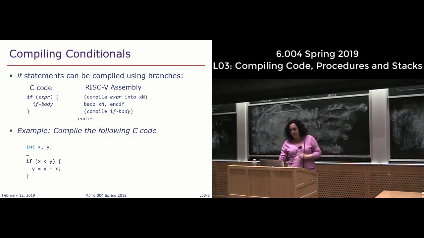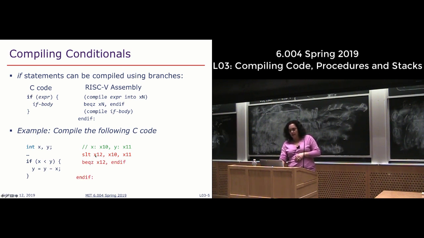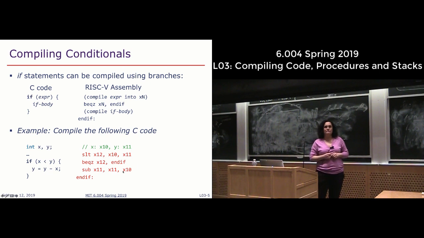And so a quick example here, basically, let's say I have x in x10, y in x11. I'm going to create an expression that's going to check, is x less than y? And I can use my set less than instruction in order to do that. And so this set less than instruction checks, is x less than y? If it is, then set x12 to 1, otherwise set it to 0. And now I can go ahead and check whether or not x12 is 0 or 1, and based on that, decide if I branch to my end if, or if I actually execute my subtract instruction, okay?